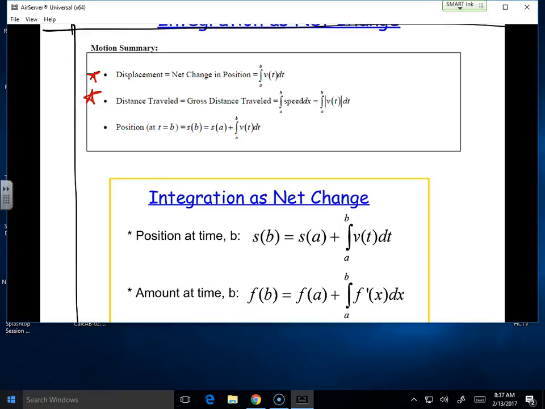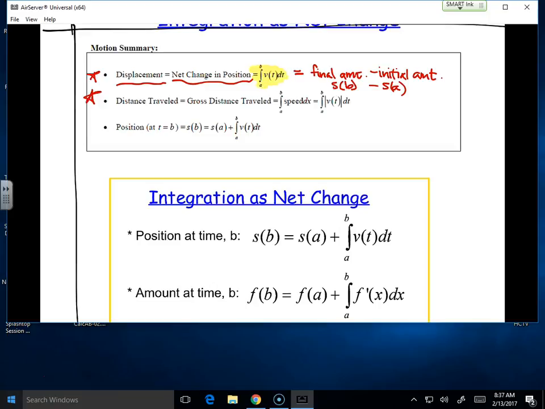Okay, these formulas, if we were to solve them out: net change in position, which is the exact same thing as displacement, is the final minus the initial. In motion, we can say technically the final amount minus the initial amount. And in motion, we're talking about position, so it'd be S of B minus S of A. This is just basic FTC.